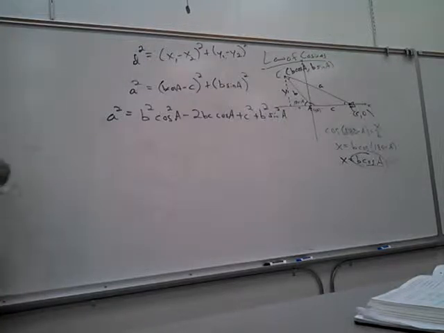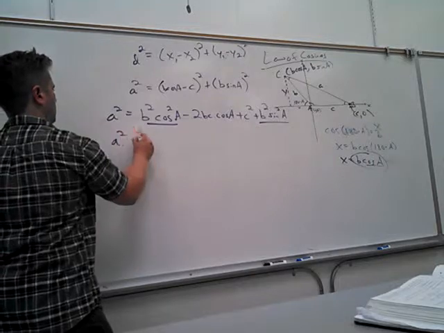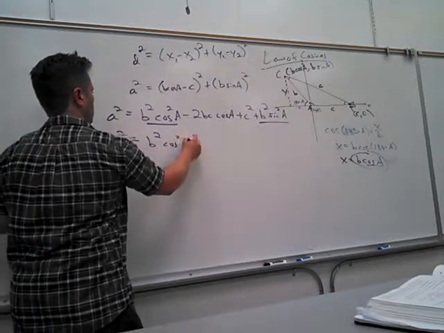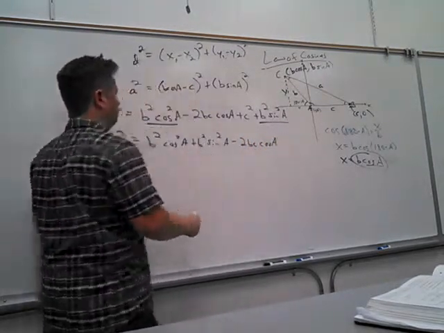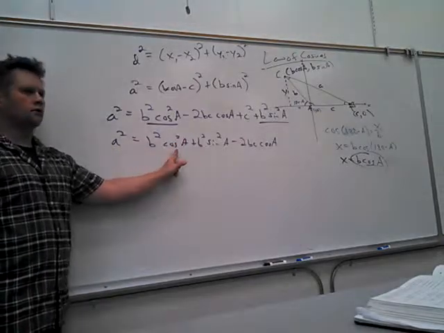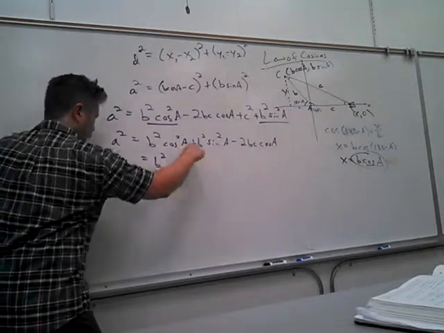Now here's a really cool thing. This is going to happen to us a lot in chapter 7. This is going to happen to us a crazy amount in chapter 7. Do you guys notice anything I can actually combine here? B squared cosine squared plus B squared sine squared. If I take a B squared out, what do I get? Cosine squared plus sine squared, which is 1. So I get B squared times 1, so I get B squared.